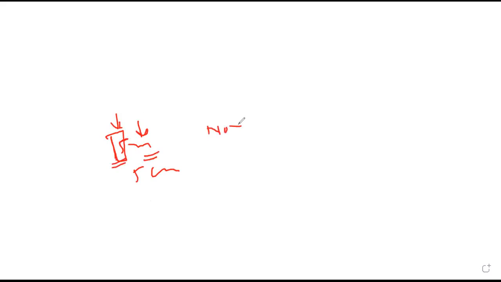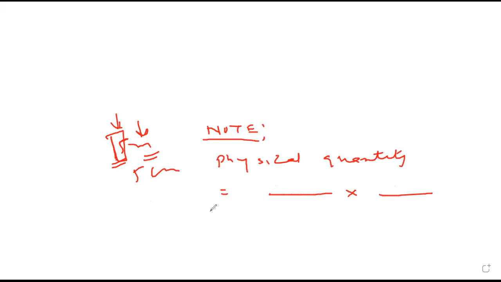So just write a note: a physical quantity, whenever it is measured, will have how many things? It will have a numerical value, 1, 2, 3, 4, 5, 6, that way, and a unit. So numerical value into unit always gives you the value of a physical quantity. Numerical value into unit gives physical quantity. Written?